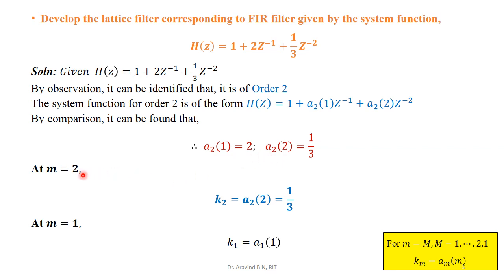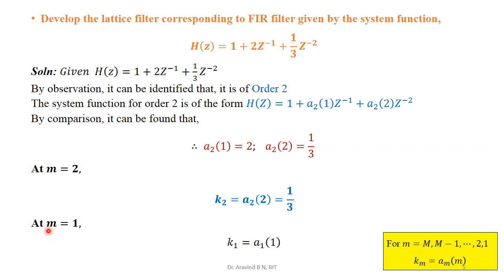Now start evaluating further as per the conversion formula from direct form 1 to lattice structure. This is written over here. We are going to work from the highest order towards the lowest order. Highest order is 2. So at m is equal to 2, we have the formula km is equal to am of m, that is nothing but k2, with m equal to 2. So k2 is equal to a2 of 2. a2 of 2 is a known value, therefore directly we have this answer. So we have obtained k2.